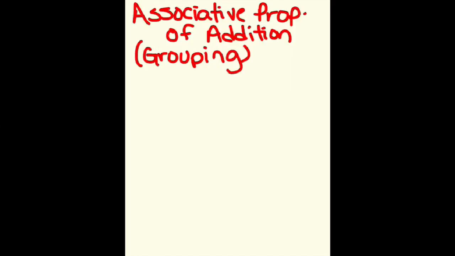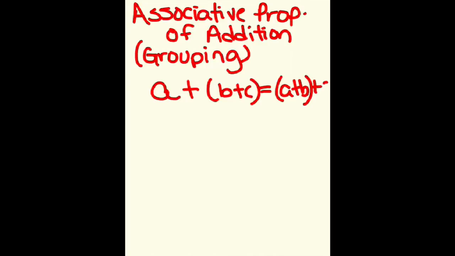Okay, this simply says that (A + B) + C equals A + (B + C). You can change the groups. Okay, you can change the groups around. Now, does this work for all types of rational numbers? Yes, it does. Let's try an example with integers.